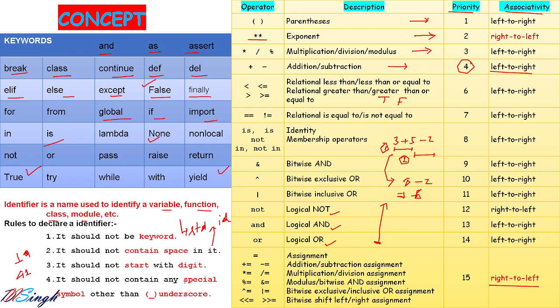It should not contain any special symbol other than underscore. So underscore is allowed, but other than underscore nothing is allowed. Any special symbol like at the rate, hash, or dollar sign is not allowed. You have to keep these four rules in mind. Let us go to the questions now.